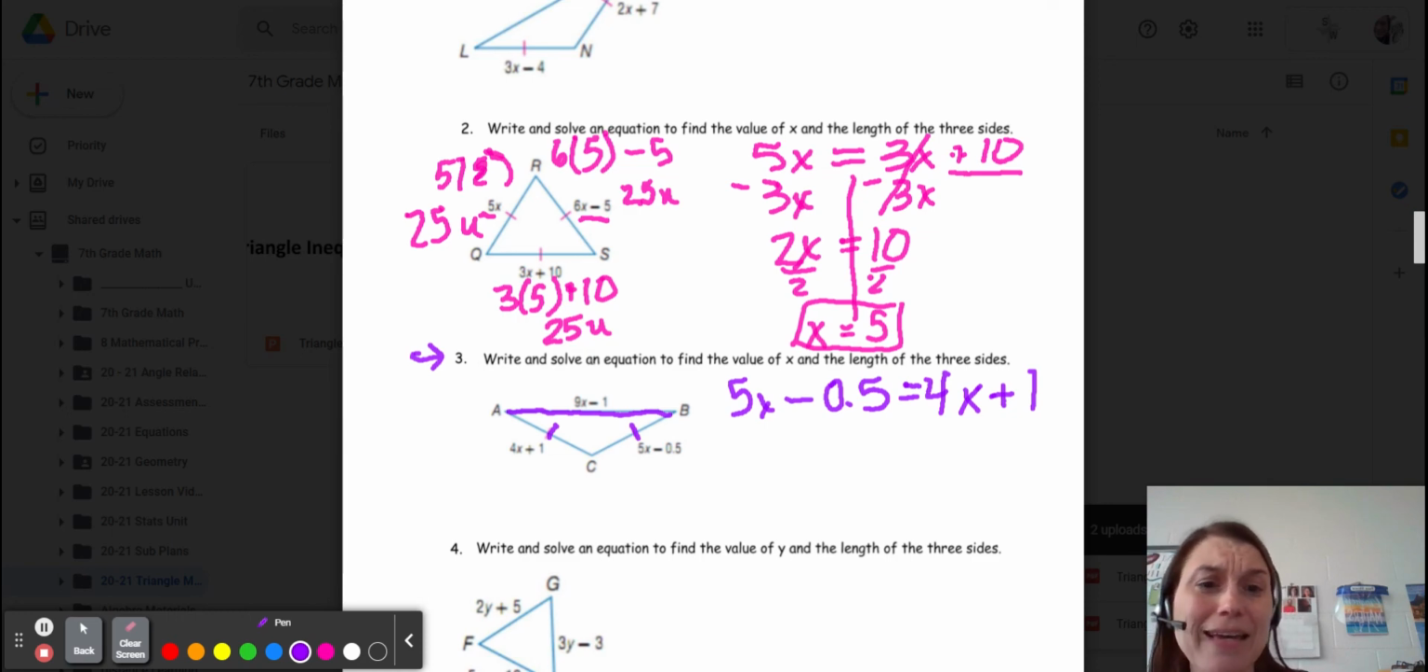And then the last thing I wanted to point out to you is number 4, and I know it's cut off at the bottom here, but number 4, the tick marks aren't here. They forgot to mention that this is actually an equilateral triangle.